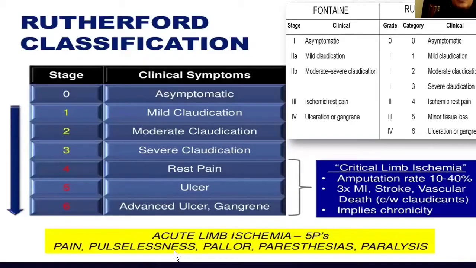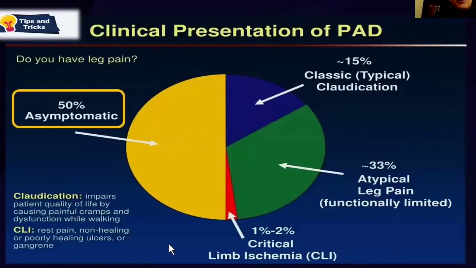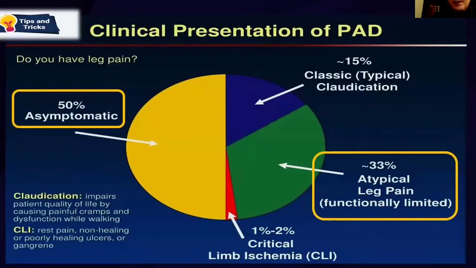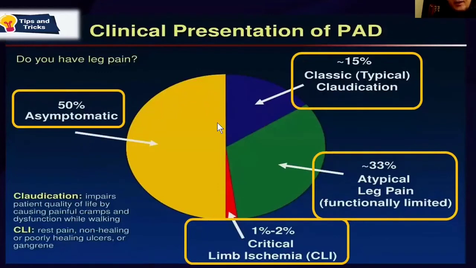The clinical presentation of peripheral arterial disease is very important. We can find here that 50% of patients are asymptomatic, and about 33% of the patients have atypical leg symptoms, being functionally limited, and 15% have classical typical claudication. 1% to 2% have critical limb ischemia, which is very dangerous. We can find here that all those patients in the 50% can turn in time to the others.